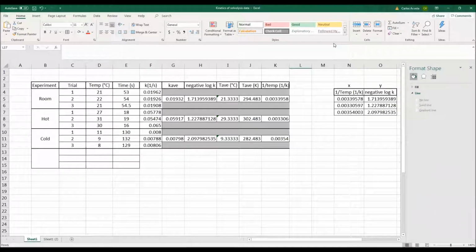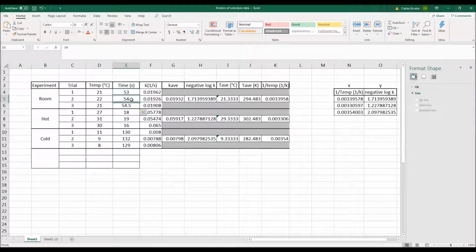So what you need to do is, first off, you have this data that I sent to you. We're just going to start with the room temperature experiment. For the room temperature experiment, we're going to get the times that we found experimentally. This is how long it took the experiment to go to completion. It's actually to go to 10% of completion, but that doesn't really matter.